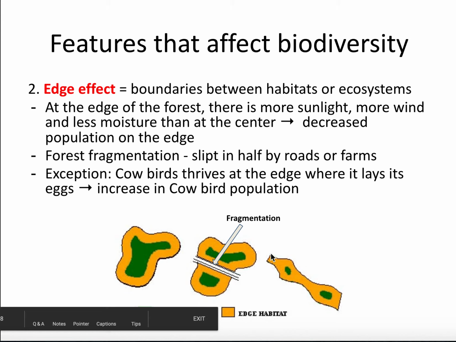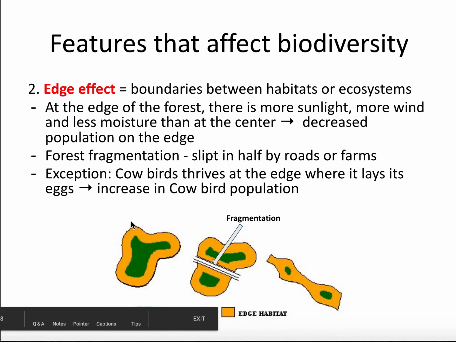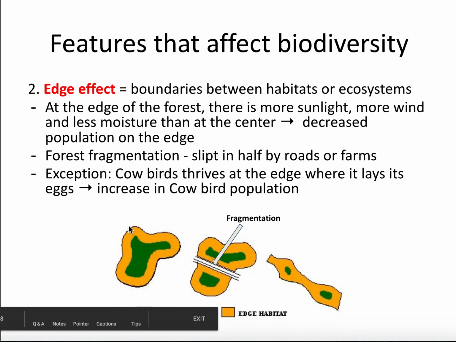So there's certain, we call it an edge effect, because certain species can handle living on the edge where others cannot, and they need to be more in the center. So this would be their optimum zone here. But others do very well on the edge. But usually edge effects decrease biodiversity. So you don't usually find as many species on the edge.